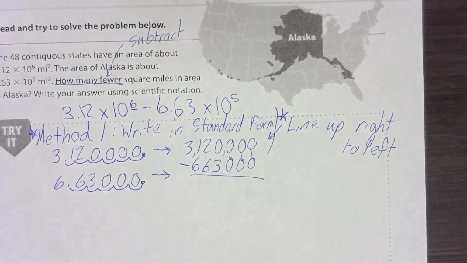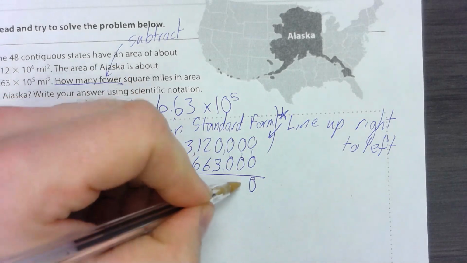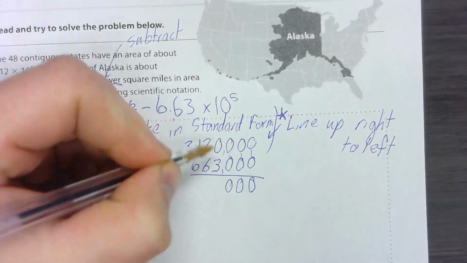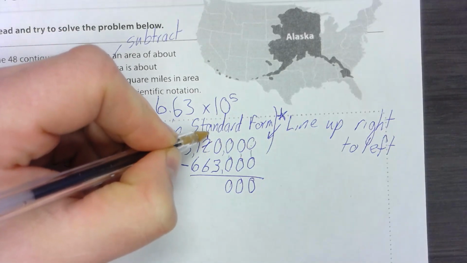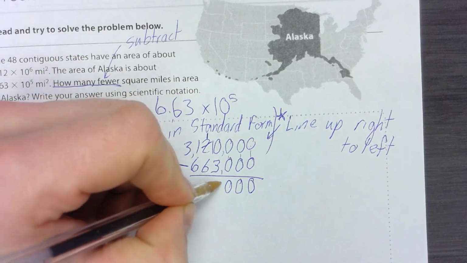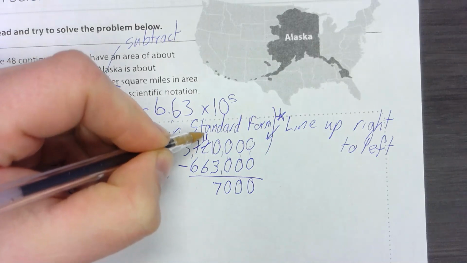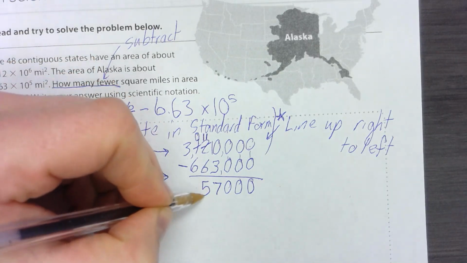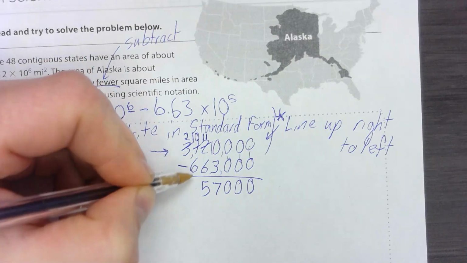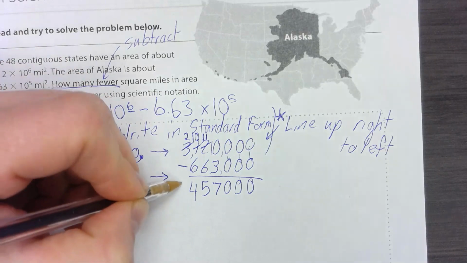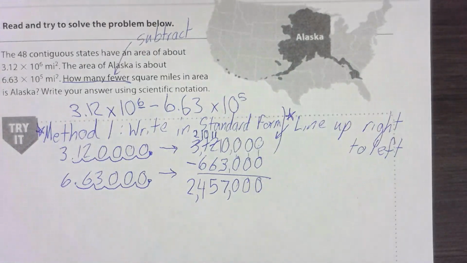So now that we've rewritten these in standard form, we can subtract. 0 minus 0 is 0. 0 minus 0 is 0. 0 minus 0 is 0. 0 minus 3, I can't do that, so I'm going to borrow from this 2. I'm going to take 1 away from it. 10 minus 3 is 7. Ooh, 1 minus 6, I can't do it, so I'm going to borrow. 11 minus 6 is 5. Ooh, 0 minus 6, I can't do it, so I'm going to borrow. 10 minus 6 is 4. And a 2 left over. Boom, boom. There's our answer, right?